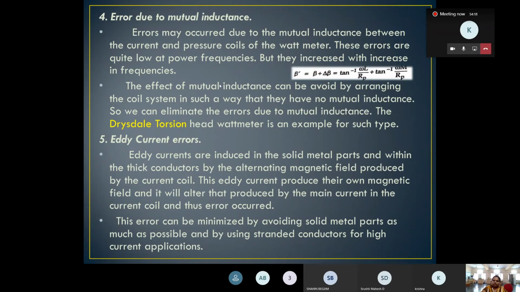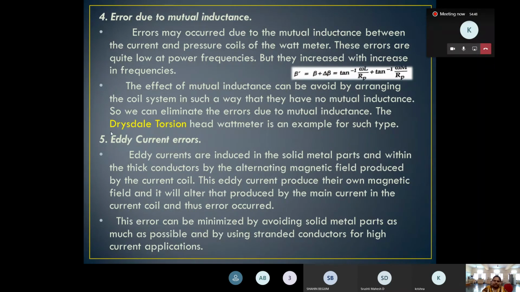The effect of mutual inductance can be avoided. How can we avoid this? By arranging the coil system in such a way that they have no mutual inductance. When we do the connection of a current coil and pressure coil, we have to consider that it should not have any mutual inductance effect. So we can eliminate the errors due to mutual inductance.